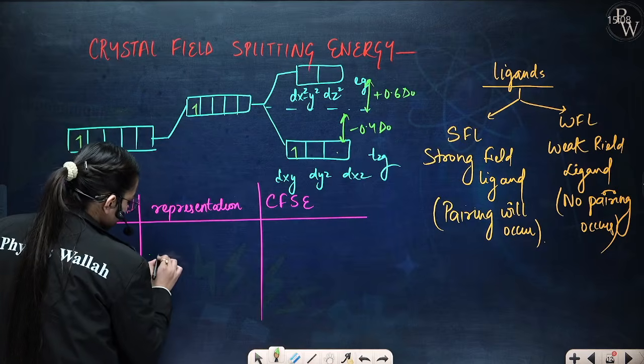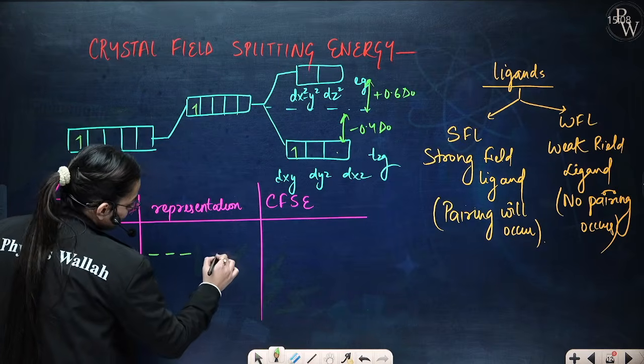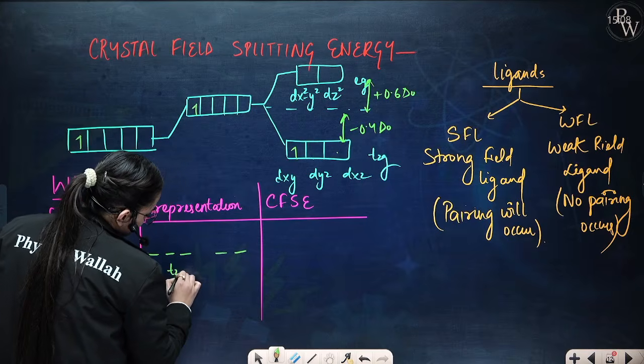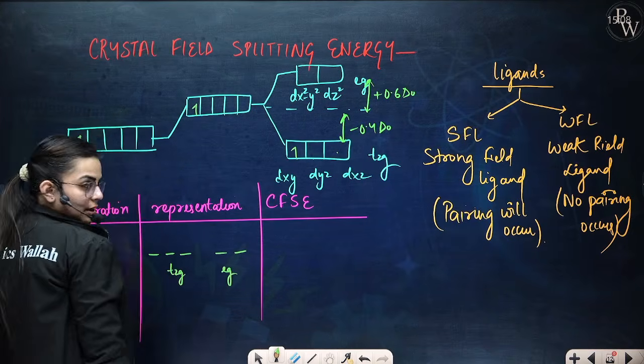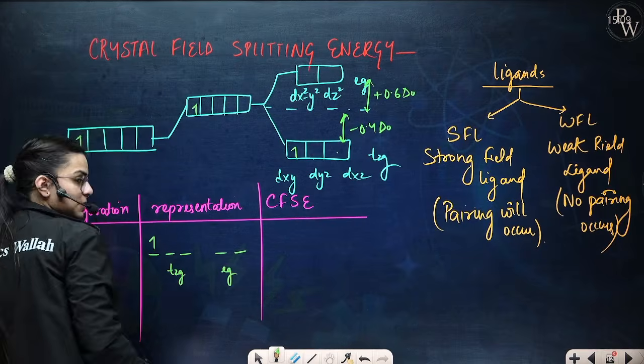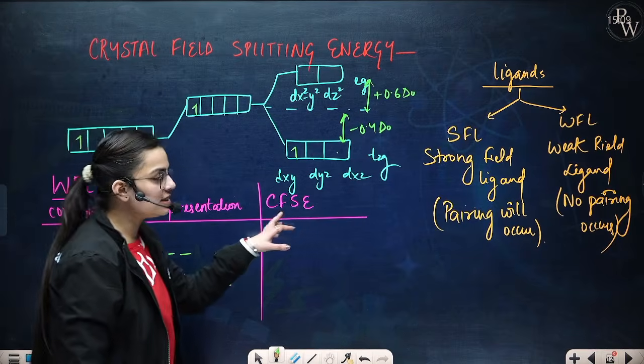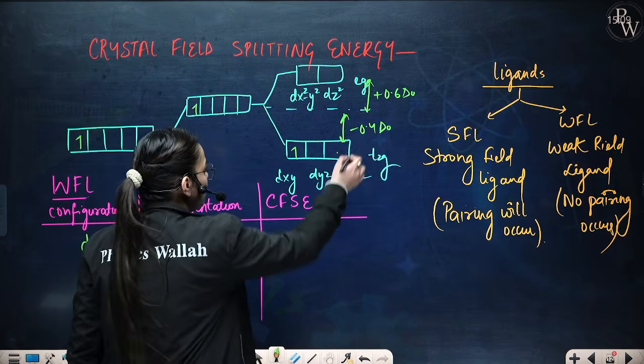Representation, see, this is T2G. T2G has 3 orbitals and this is EG. This is T2G, this is EG. In T2G there is only 1 electron, so I have represented it like this. How to calculate the CFSE value over here? The CFSE value is minus 0.4.